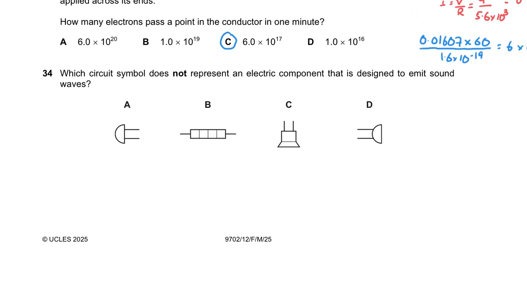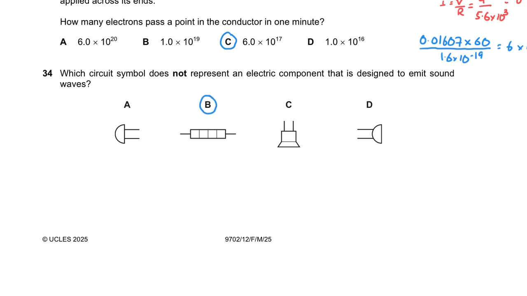Question 34 says which circuit symbol does not represent an electrical component that is designed to emit sound waves? Now, this is something that students often neglect. If you go through your syllabus, you'll see there is a page that is dedicated to circuit symbols. A lot of students don't pay much heed to that, but that is part of the syllabus, which means you need to know each symbol and what that symbol represents by heart. The reason this one is simple is most of us know that this here is not something related to sound, so the answer should be B.